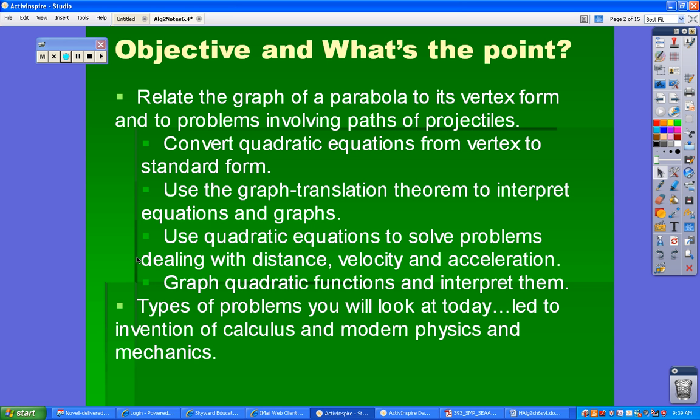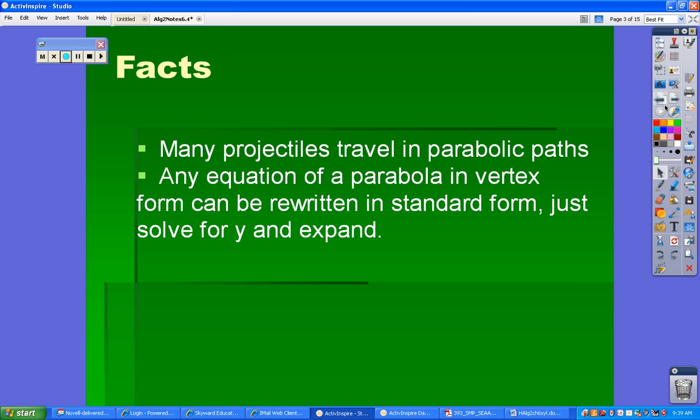Then we're going to talk about word problems involving quadratics, and the thing that's kind of exciting about what we're talking about today is that the problems you're going to look at today are really what caused the invention of calculus and most of the modern physics, the math of physics, I would say. All right, so here's some facts, and you probably know this, but many projectiles travel in a parabolic path.